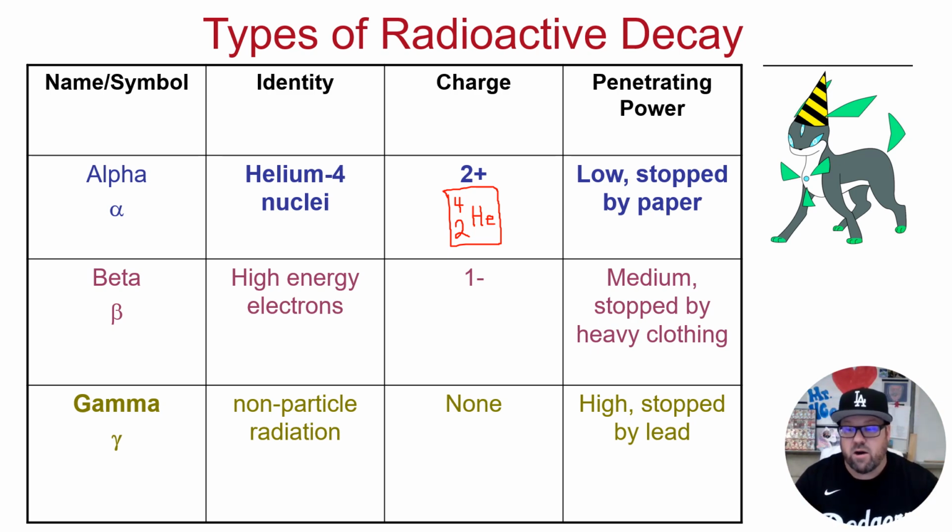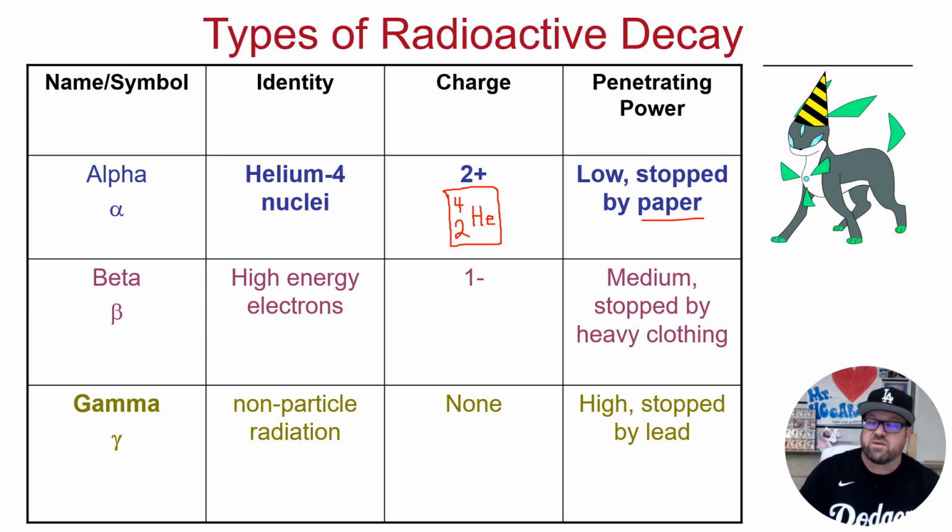And the big thing is it can hit other things, especially if they're positively charged, and cause a change. Now, penetrating power is the strength of alpha to penetrate other types of matter that exist. And alpha is the weakest of the three, so it can actually be stopped by paper. Okay, so if you hold up a sheet of paper, you can theoretically block alpha particles.